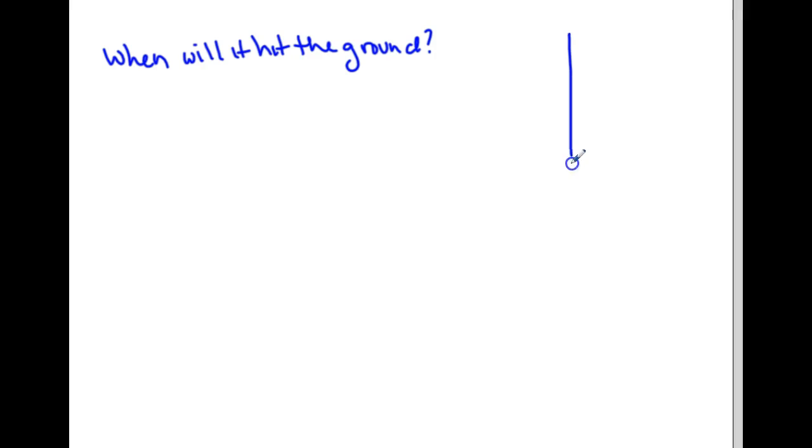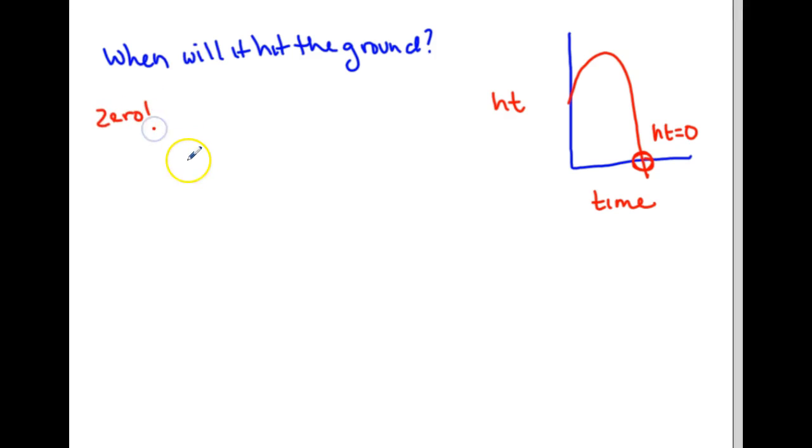Here's my picture, right? Here was our parabola, went something like this. When it hits the ground is right there. Remember, this was time and this was height. And when it hits the ground, my height is 0. So I'm looking for a 0. And there are two things that help me find a 0. I can use the quadratic formula. The quadratic formula helps me solve a quadratic equation.